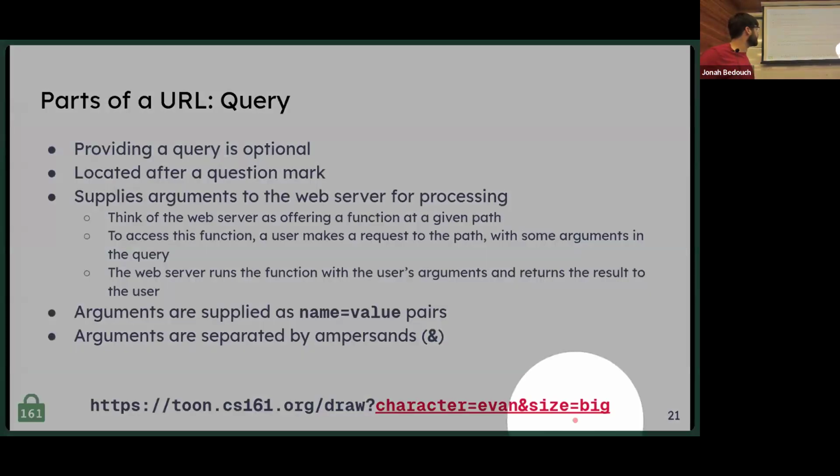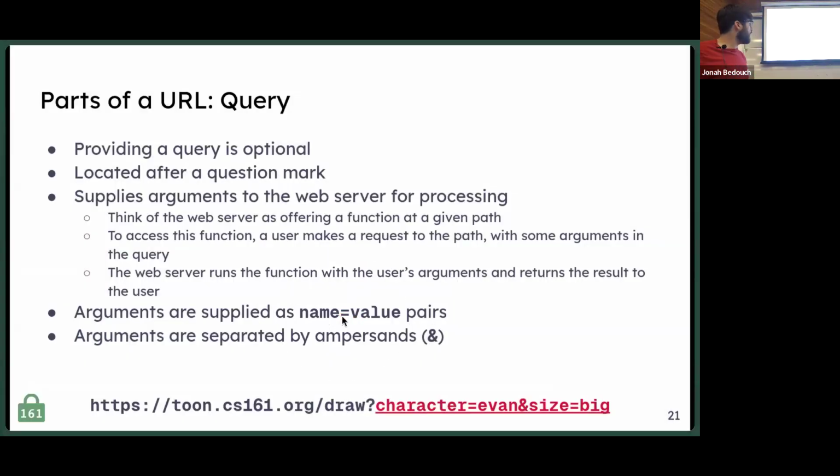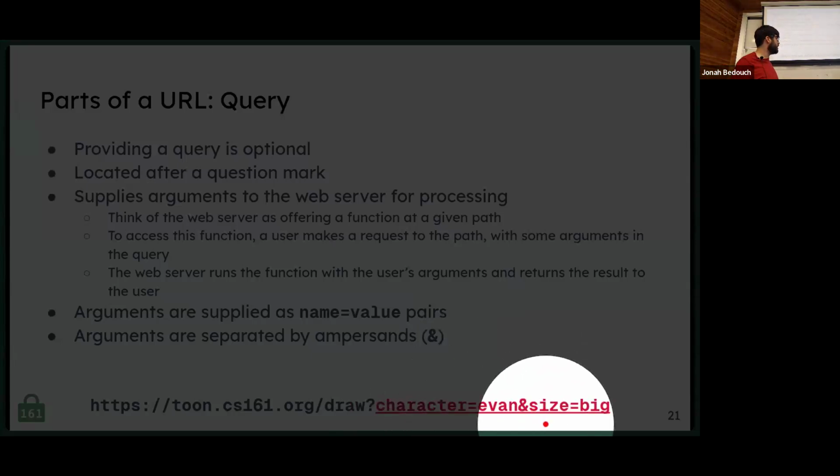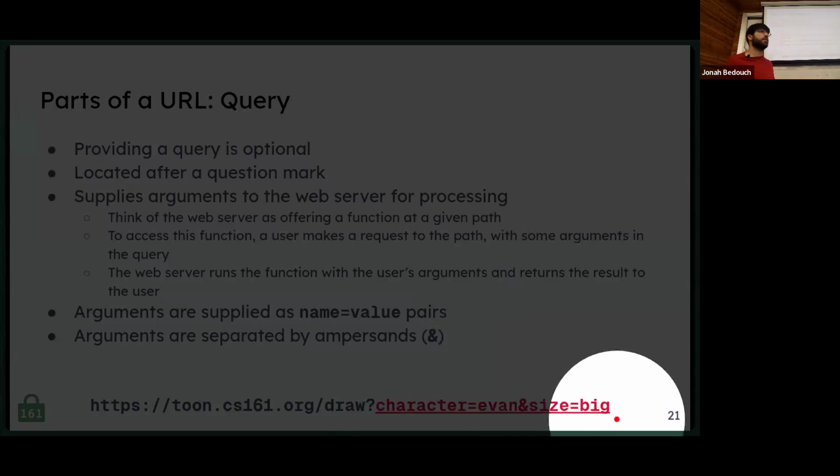Arguments are always supplied as name-value pairs, and they're separated by ampersands. So here we have two arguments. The first one is the one immediately after the question mark. It's character and its value is Evan. Then we have an ampersand to delineate, and it's size and big.